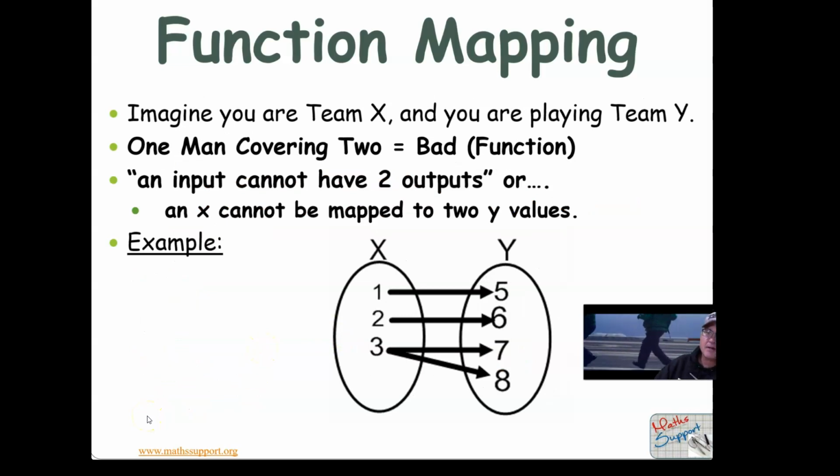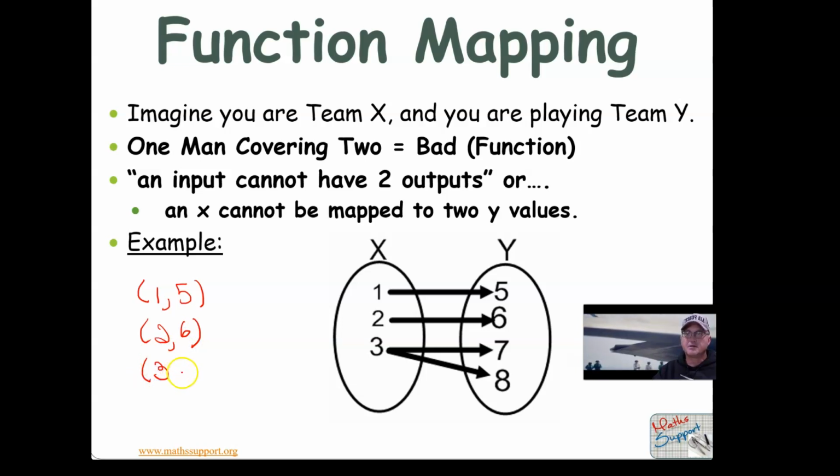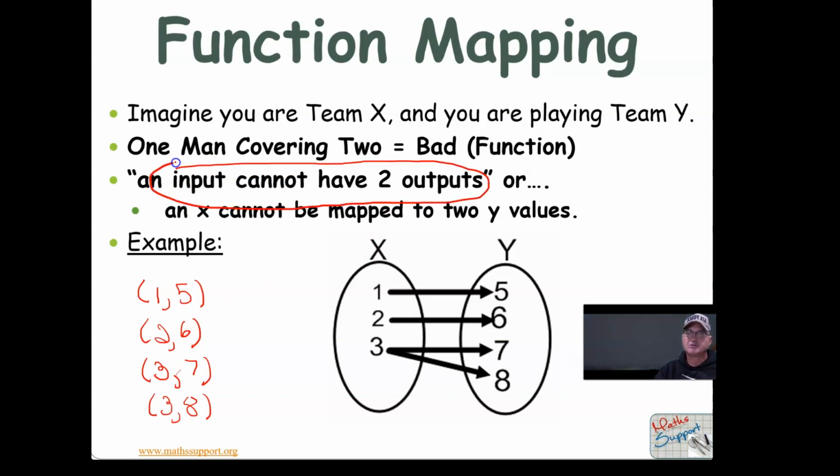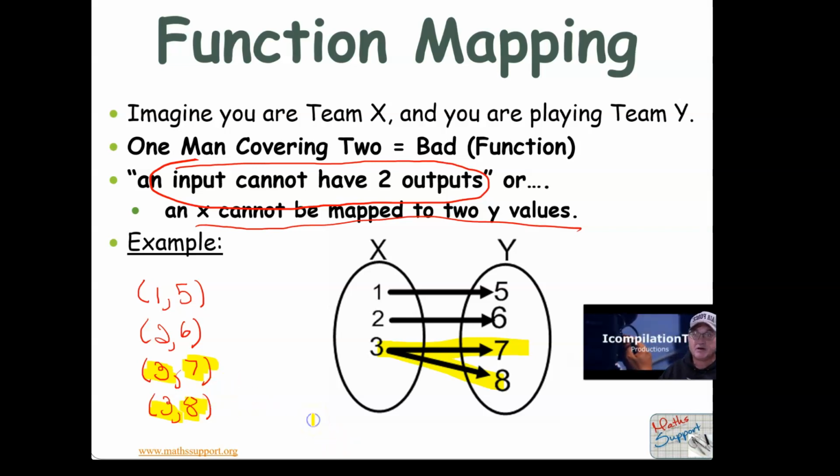All right, now we've got the teams have switched. Now, the 3 players are on X and the 4 players are on Y. Okay, so if we were playing, 1 would have to cover 5, 2 would cover 6. So far so good. But player 3 has to cover 7 and player 3 has to cover 8. This would not be a function, okay, because an input cannot have 2 outputs, or an X cannot be mapped onto 2 Y values. And you can see here that this X coordinate is being mapped onto 2 Y values, and therefore this would just be a relation. It's not even a function.